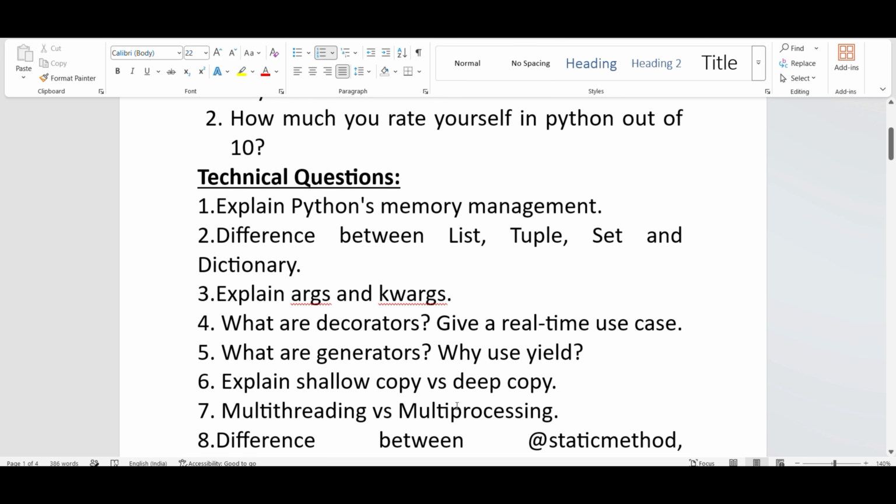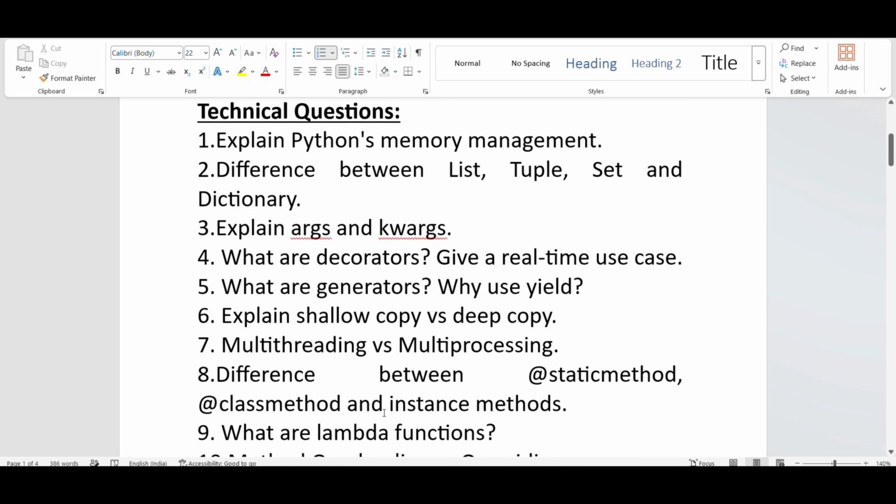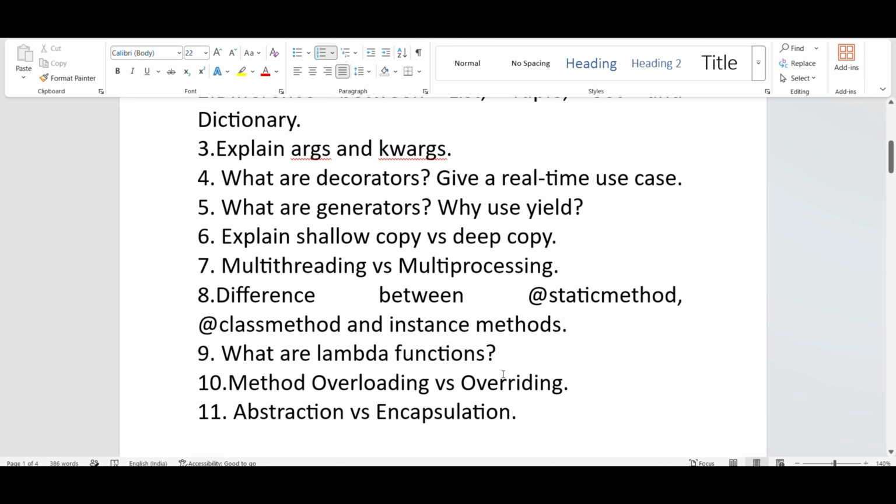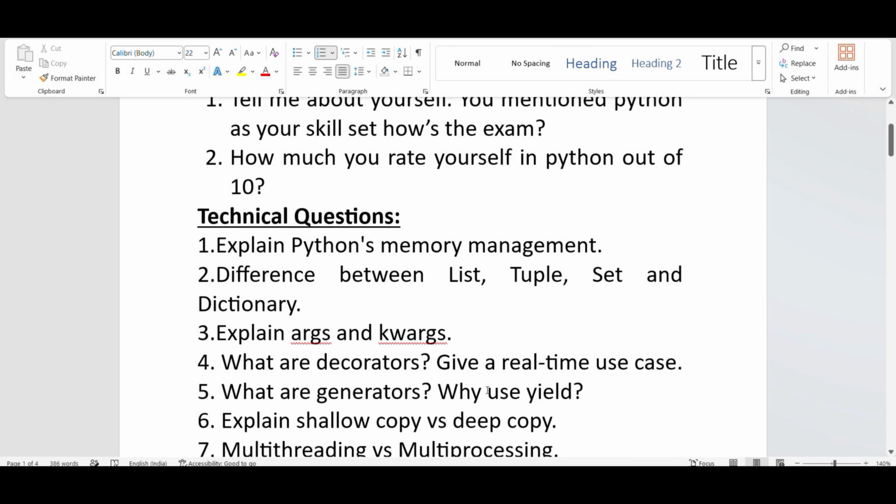Multi-threading versus multi-processing is the seventh question. Eighth question is differences between @staticmethod, @classmethod, and instance methods. What are lambda functions? Method overloading versus method overriding, abstraction versus encapsulation. These are the technical questions.